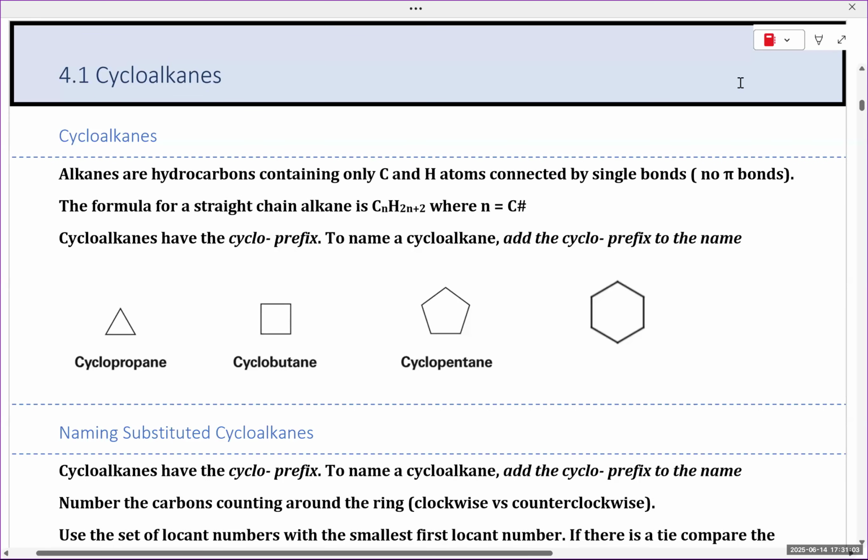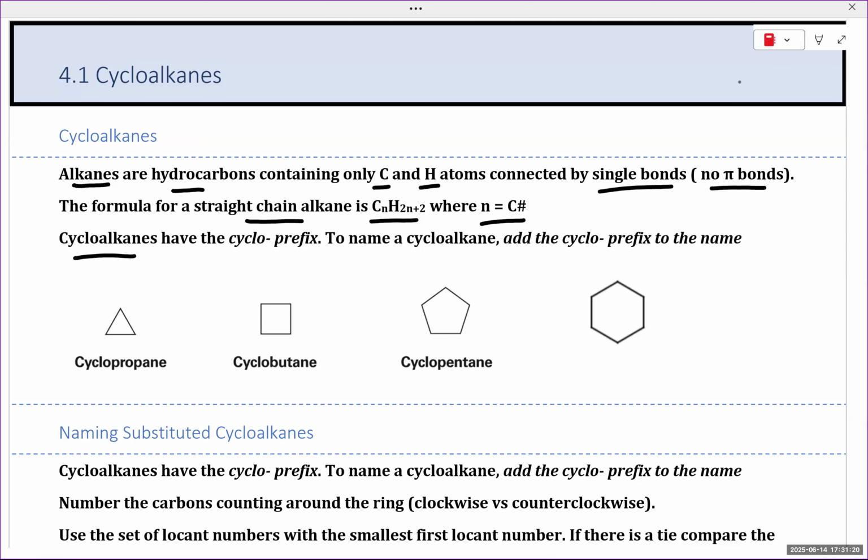So as we discussed previously, alkanes are hydrocarbons containing only carbon and hydrogen atoms connected by single bonds, no pi bonds. The formula for a straight chain alkane is CnH2n+2, where n is the number of carbons. Cycloalkanes are named with the cyclo prefix, and to name a cycloalkane, you add the cyclo prefix to the name. As the name implies, cycloalkanes have the carbons arranged in a ring. So for example, cyclopropane would be a 3-carbon ring, cyclobutane, 4 carbons, cyclopentane, 5 carbons.